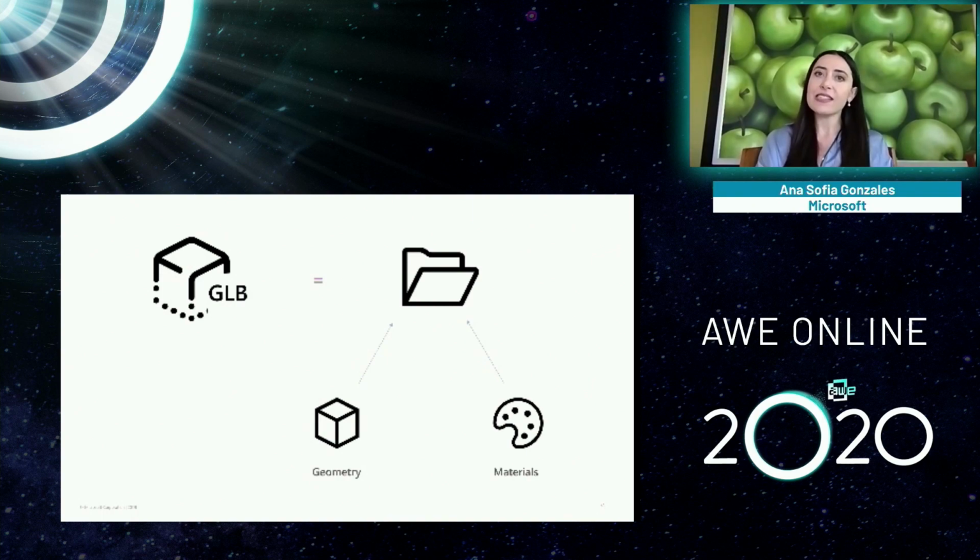This GLB acts as a zip folder that has the geometry, the polygons, and the materials inside it. So imagine that it's just like a zip file with a lot of data on it. And it works really well. And that's what we've been using for the HoloLens and also for the smartphones.